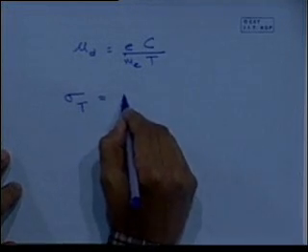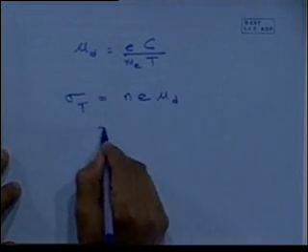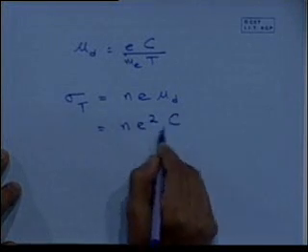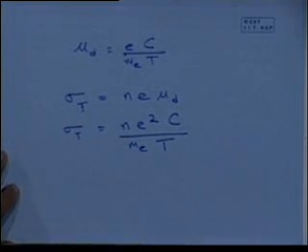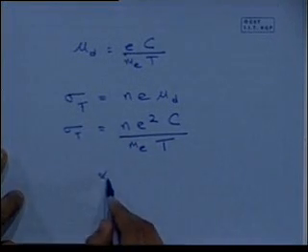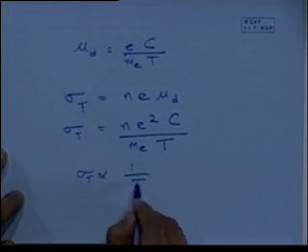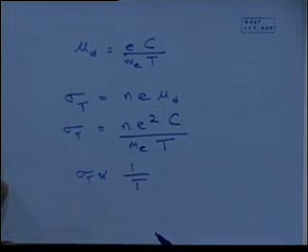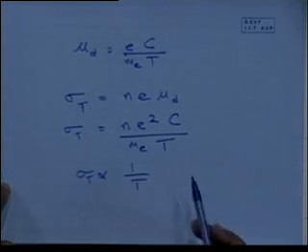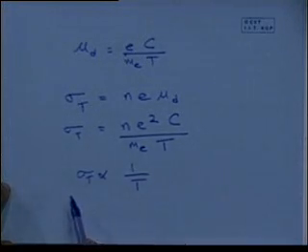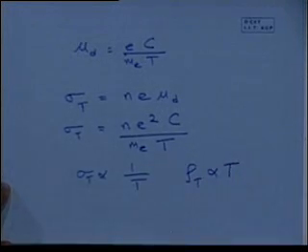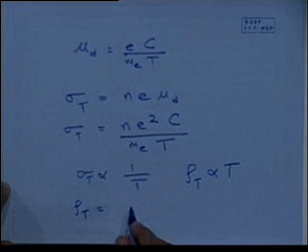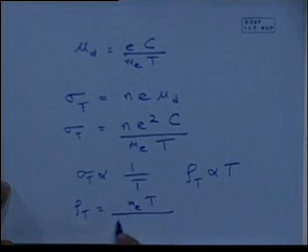Sigma T then becomes equal to n e mu_d. So we can write that as n e squared C by m_e T. Right? So in other words, we've got that sigma T is inversely proportional to the temperature. As the temperature increases, the conductivity decreases, or rho T proportional to T, since rho is the resistivity. So for rho T also we can then write the expression, since it's equal to 1 by sigma T, as simply the inverse of this.